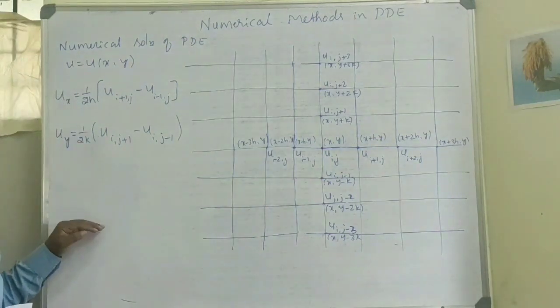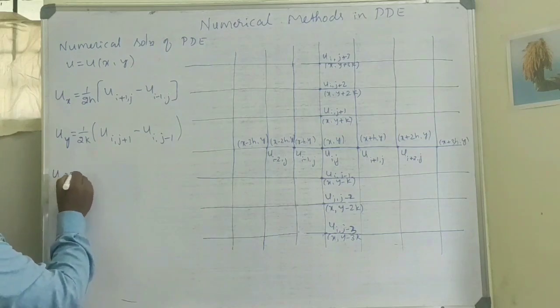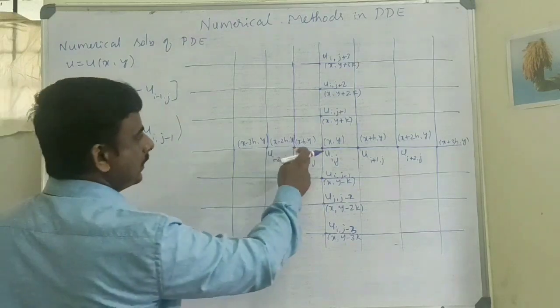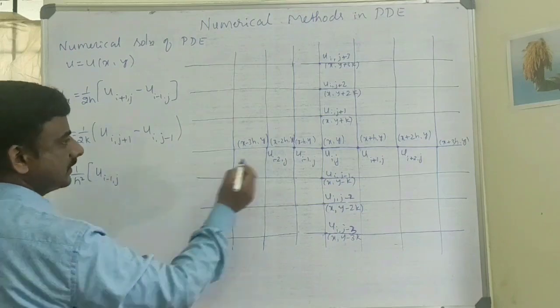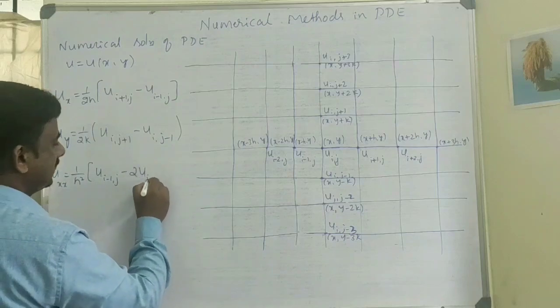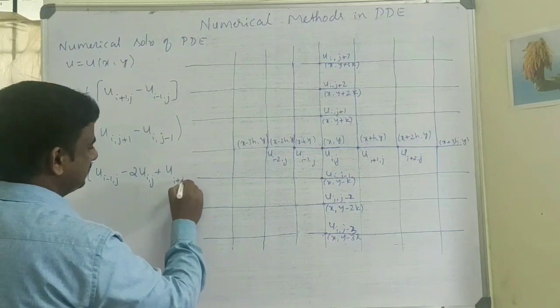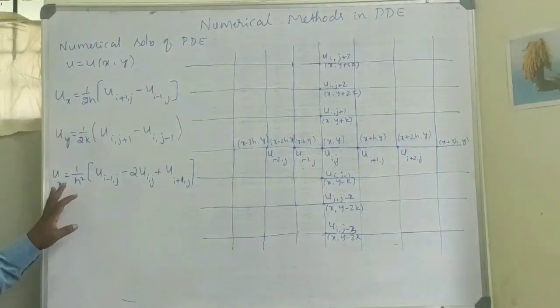Similarly, we can write approximations for second order partial derivatives. u double x will be 1 by h square times u of i minus 1 comma j minus 2 times u of i comma j plus u of i plus 1 comma j. This is the way of writing the second order approximation of u double x. Similarly, you can write u double y.